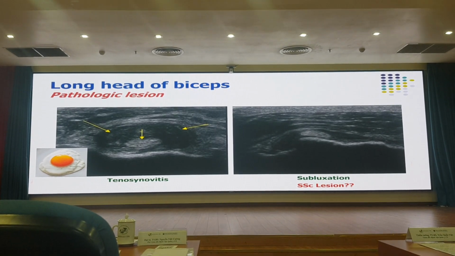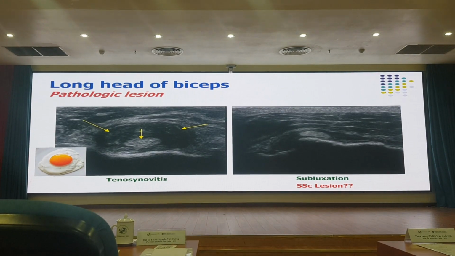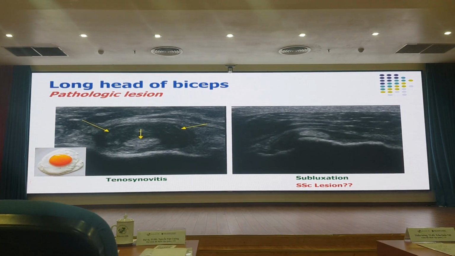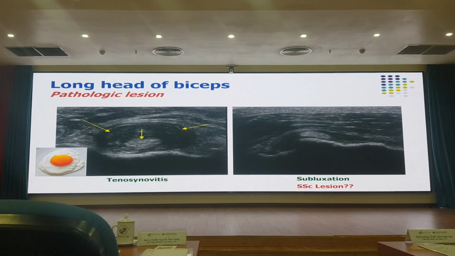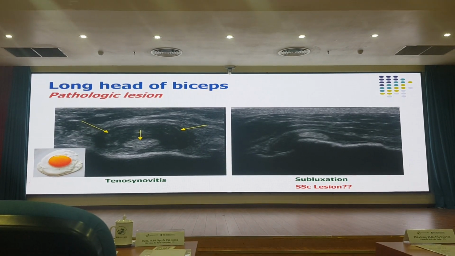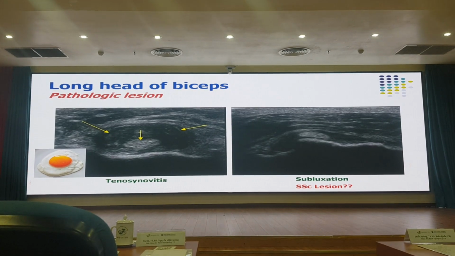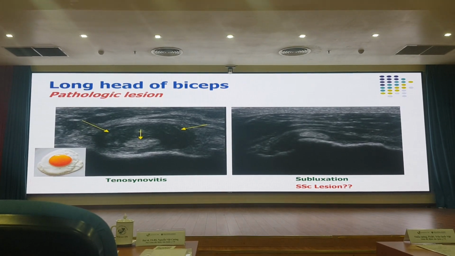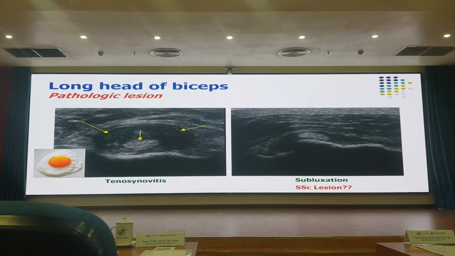And the other finding you have to check is the subluxation or the dislocation of the biceps tendon. Because the subscapularis is just the medial side of the biceps tendon, if the biceps tendon is subluxated medially, you always have to suspect a subscapularis tear.